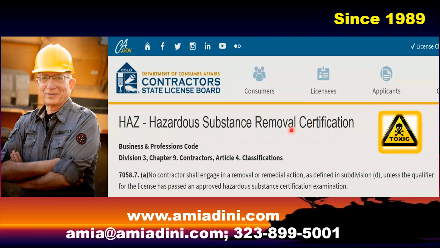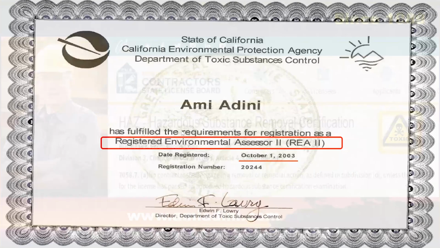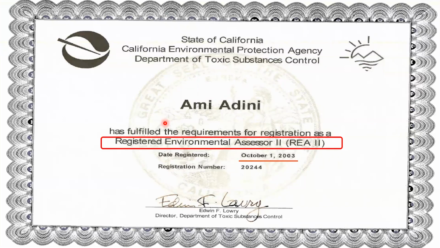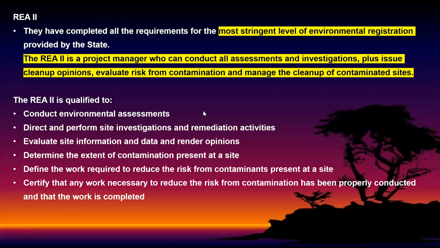I've been in it ever since, and California at one time also recognized me as a Registered Environmental Assessor level 2, and with this recognition, they said that I completed all the requirements for the most stringent, I repeat, most stringent level of environmental registration provided by the state. They said that as an REA2, I was a project manager, that I could conduct all assessments and investigations, plus issue cleanup opinions, evaluate risk from contamination, and manage the cleanup of a contaminated site.